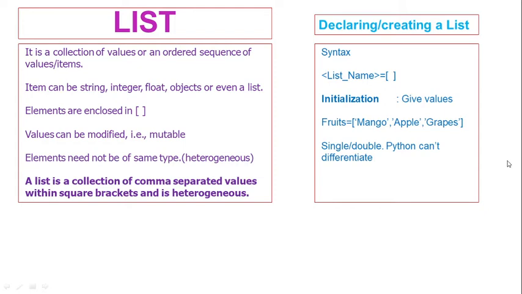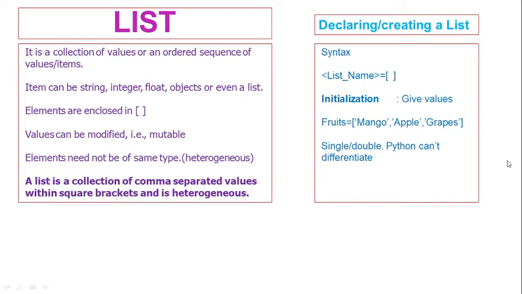You know, when we learn about strings, it is immutable, right? We cannot modify it, but lists are mutable. The value can be modified. Then elements need not be of the same type. That can be heterogeneous. Elements need not be of homogeneous type. It can be heterogeneous as well.